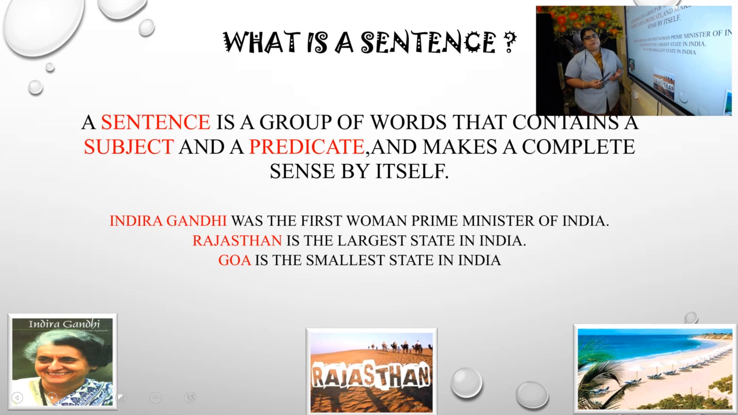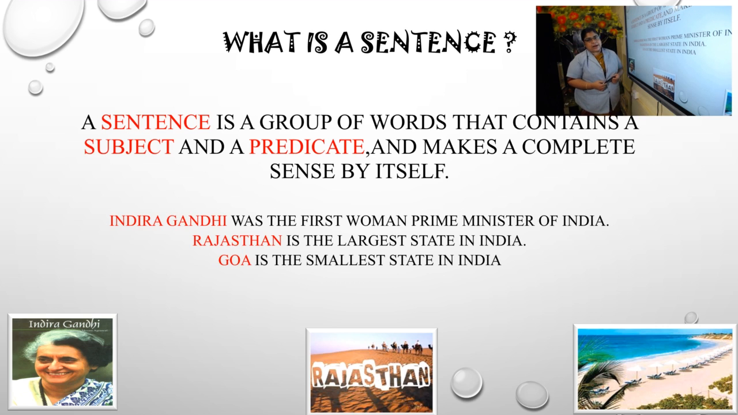Yes. So now, before going to subject verb agreement, we can look at what is a sentence. A sentence is a group of words that contains a subject and a predicate and makes complete sense by itself. That you know. So look at the sentences. Indira Gandhi was the first woman Prime Minister of India. Rajasthan is the largest state in India. Goa is the smallest state in India. These are some sentences.